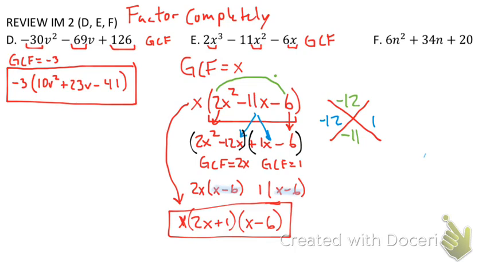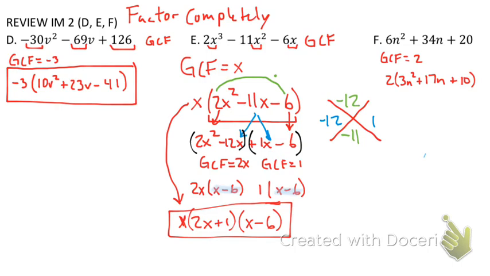Okay, last problem here. We're going to go ahead and do a GCF. And the GCF that I see, always try GCF first, in this case for this problem, is going to be 2. So if I divide out 2, this gives me 3n squared plus 17n plus 10.